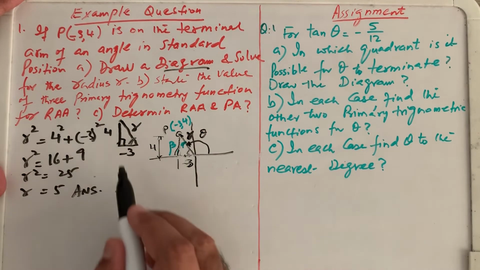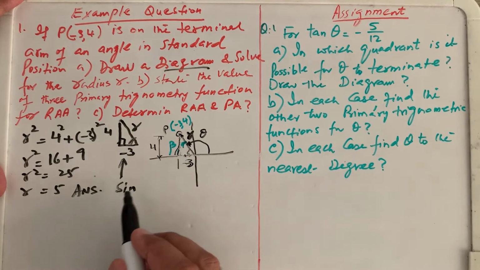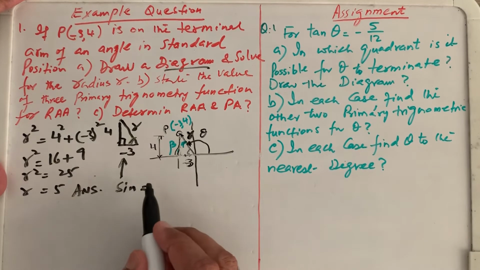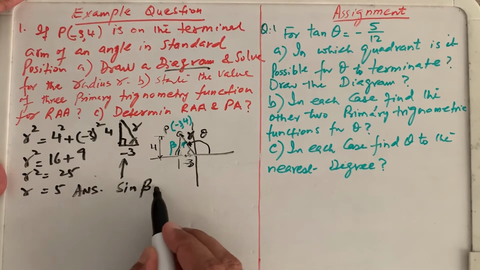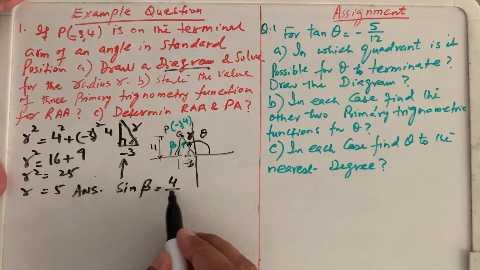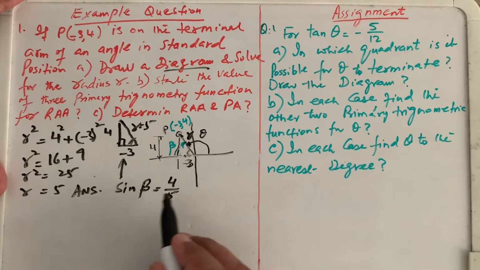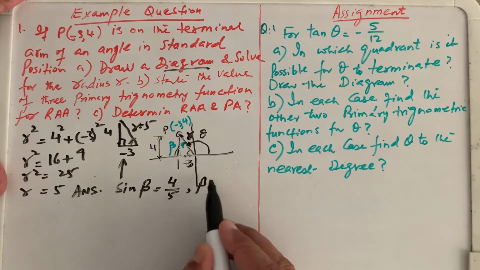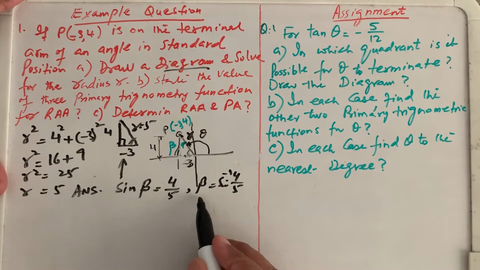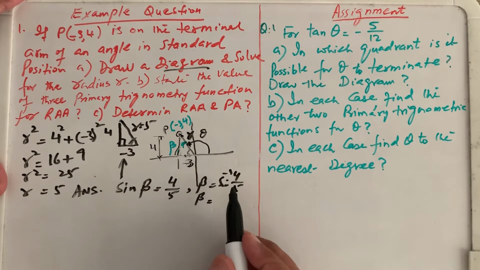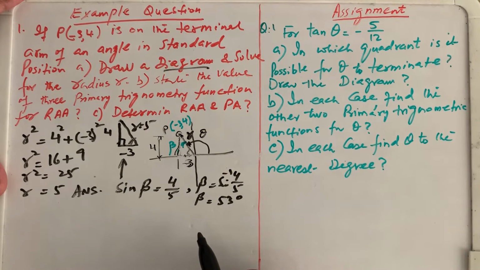So what is sine for this triangle? Look at this triangle and say what is sine. SOHCAHTOA, SOH, we learned that. So sine beta will be equal to 4 over 5, because now my r is 5. And we can find beta equals sine inverse of 4 over 5. Using the calculator, sine inverse of 4 over 5, we find that this beta is 53 degrees.